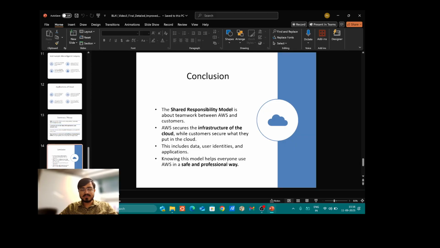Let's see the conclusion. To conclude, the shared responsibility model is teamwork. AWS secures the foundation of the cloud, customers secure what they build and store in the cloud. When both sides do their parts, AWS is safe, reliable, and trusted by millions of people worldwide. Understanding this model is key to using AWS properly.